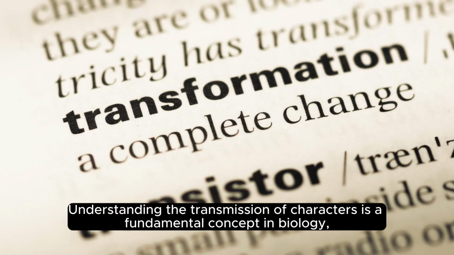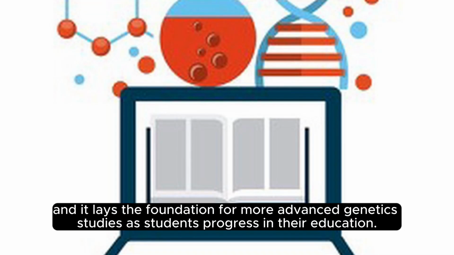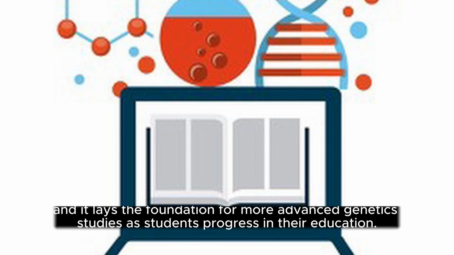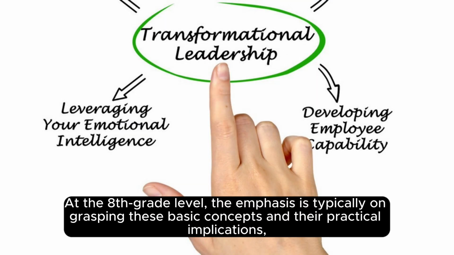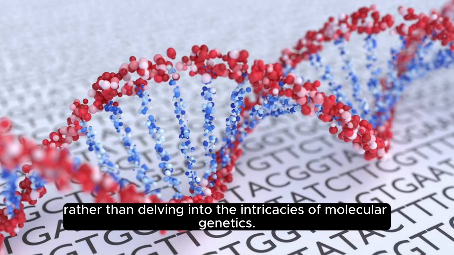Understanding the transmission of characters is a fundamental concept in biology, and it lays the foundation for more advanced genetic studies as students progress in their education. At the 8th grade level, the emphasis is typically on grasping these basic concepts and their practical implications, rather than delving into the intricacies of molecular genetics.